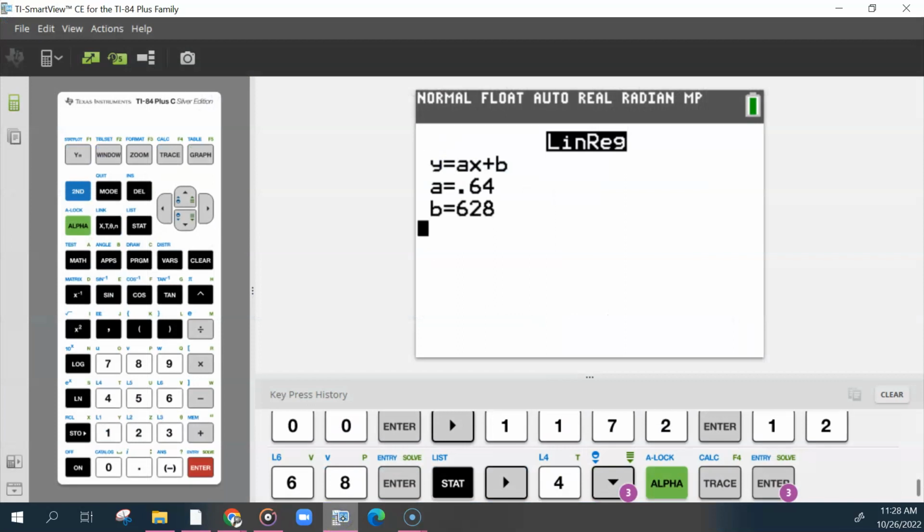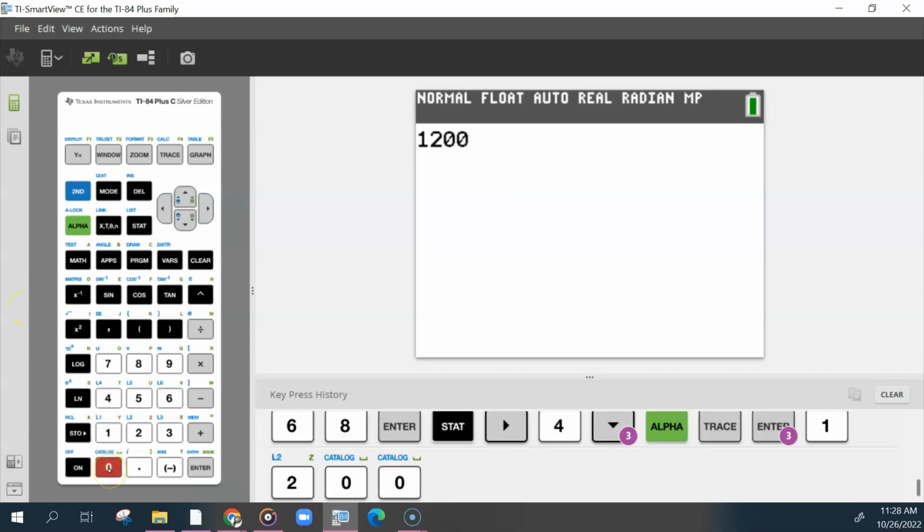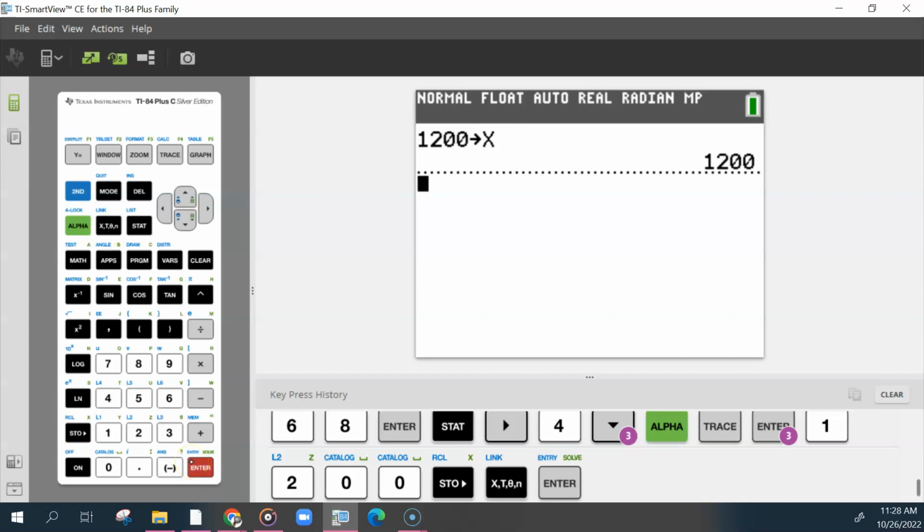So then I would, from this screen, type in 1200. STOX, enter, and then alpha trace to get 1396. If you did this algebraically and everything was correct, you should have also gotten the same answer.